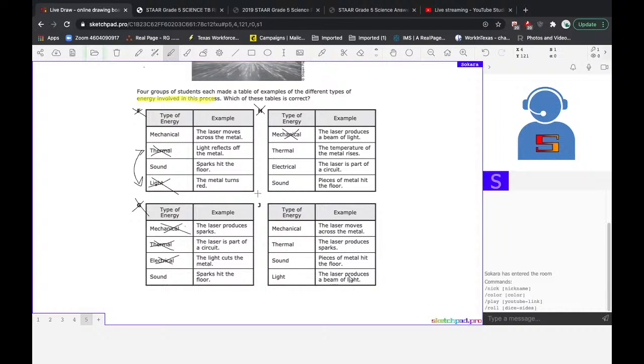And lastly, the laser produces a beam of light. Again, what I was saying is these keywords are a dead giveaway. All right, light is light energy, and because of that, answer choice J is correct. So that is our final question of the day.